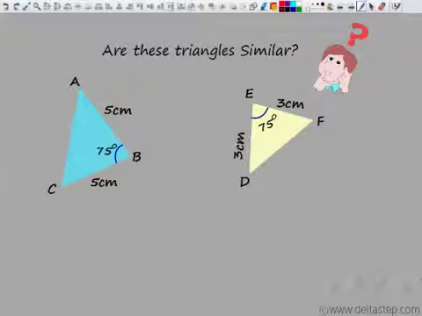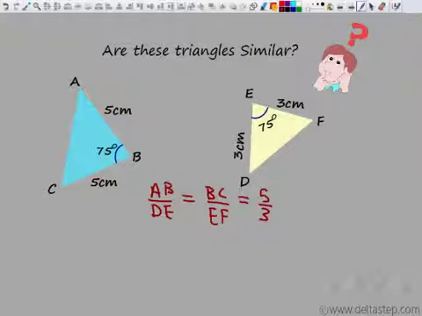So let's see. I can say that AB by DE is equal to BC by EF. Why? Because AB is 5, DE is 3. So this is 5 by 3. This is also equal to BC, which is 5, EF, which is 3. So both of them are equal to 5 by 3. Hence these two are equal.